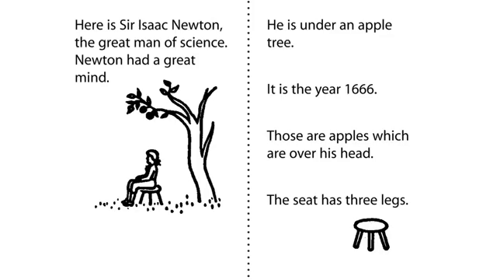Here is Sir Isaac Newton, the great man of science. Newton had a great mind. He is under an apple tree. It is the year 1666. Those are apples which are over his head. The seat has 3 legs.